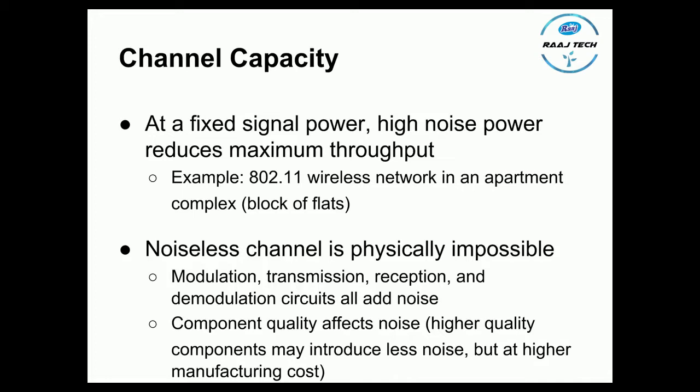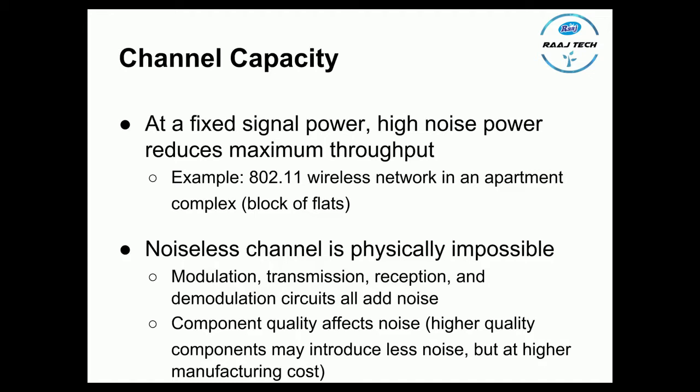Try using an 802.11 wireless network, for example, in an apartment complex or a block of flats in British English, and you'll see that you'll never quite get the speeds that are advertised by the particular wireless networking standard. And the reason for that is that there's so much noise from everyone else's wireless devices that it reduces the maximum throughput that your wireless devices can achieve because the channel's simply too noisy.